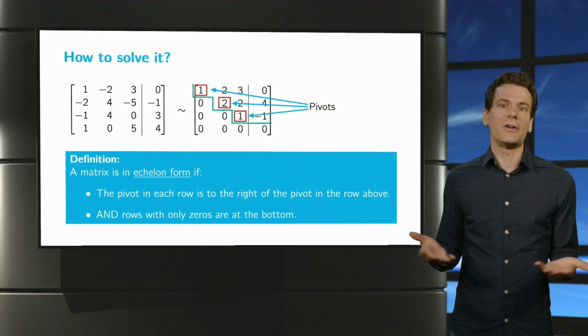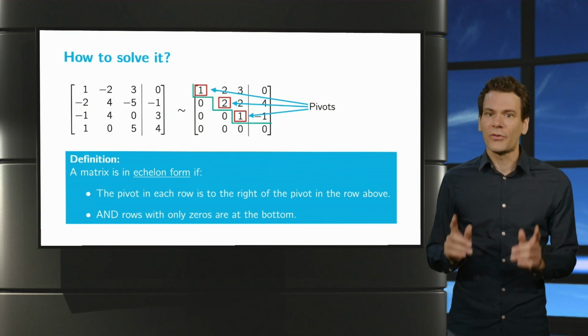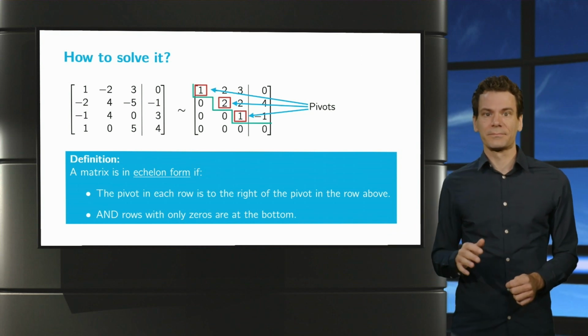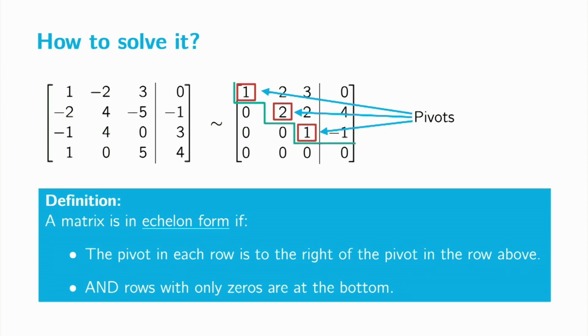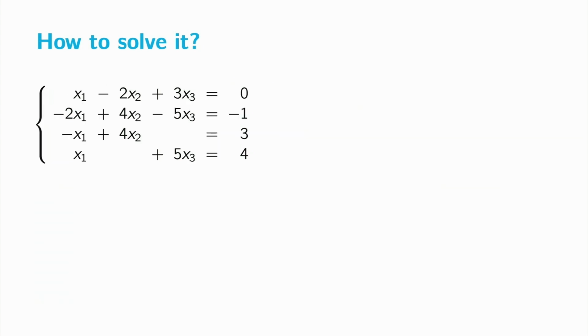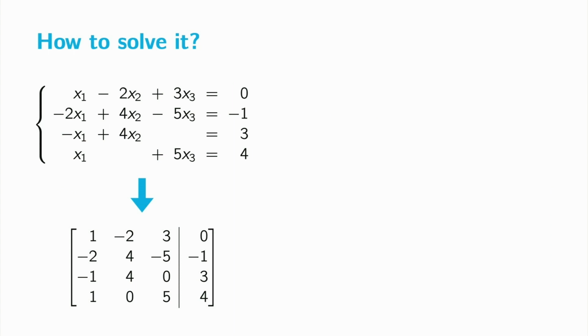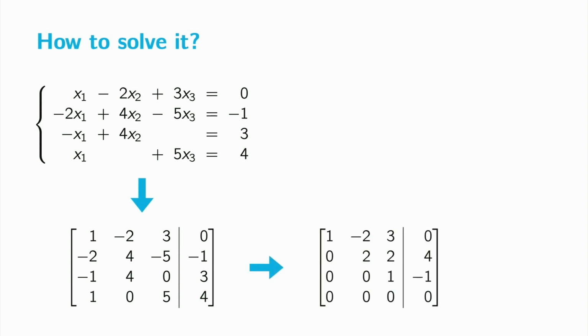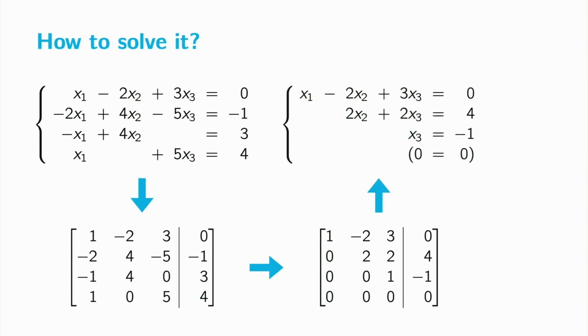So why do we care about this echelon form? First, let me summarize what we did. We started with a system, put it in augmented matrix form, and applied row operations to get it in echelon form. This augmented matrix corresponds to a system that is equivalent to the original system and therefore has the same solutions. But it is easier to solve.